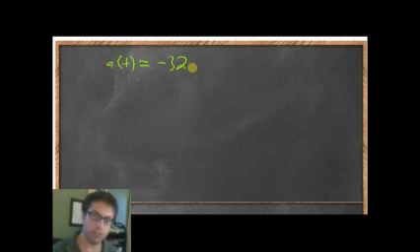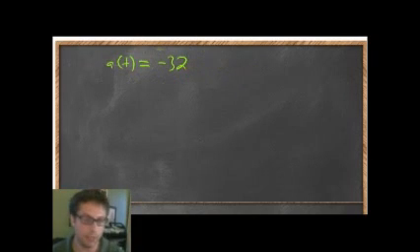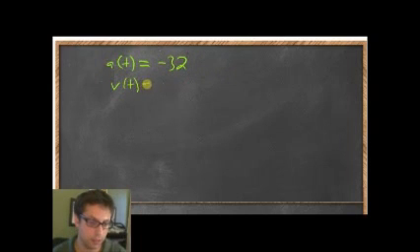Now, the way example 7 works is we start with a of t equal to negative 32. It stands for negative 32 feet per second squared, because that is the acceleration. Then, to find velocity, we take the antiderivative of negative 32, which is negative 32t plus c.